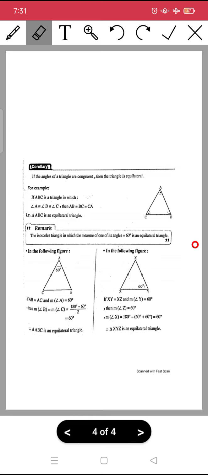It is a very easy lesson, and inshallah in the last lesson in this unit, we will cover the corollaries of the isosceles triangle theorems.